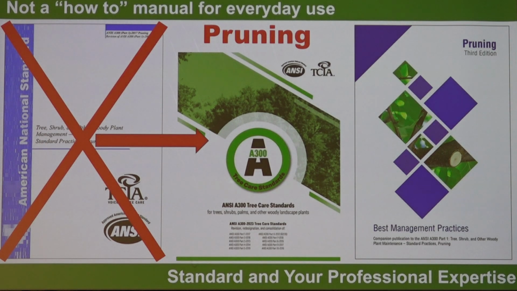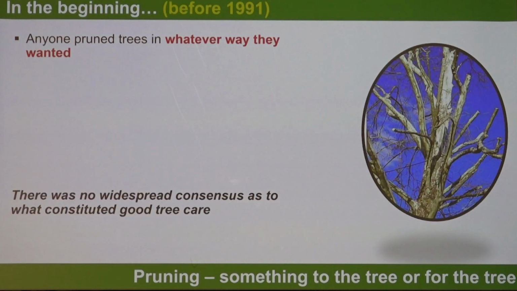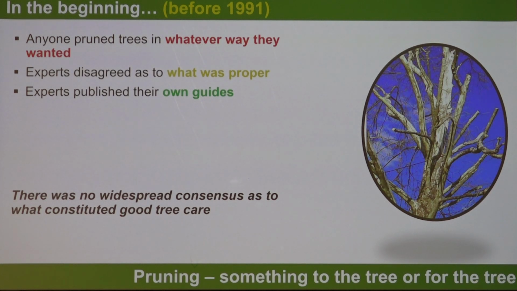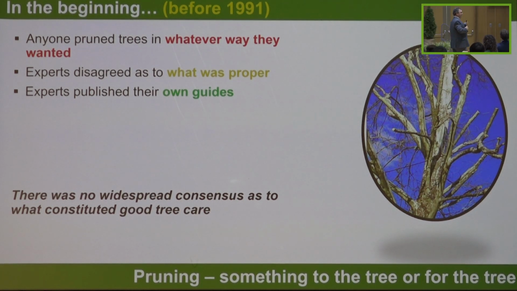So anyways, let's talk a little bit about pruning specifications and standards. And now, prior to 1991 is when Part 1 came out, when they formed the A300 committee. Not that long ago. Okay, I was an undergraduate in an urban forestry program at that time. But can you believe people don't get along? Or they have different ways to do things, or different opinions and ideas? So really, before 1991, there was a lot of different standards.